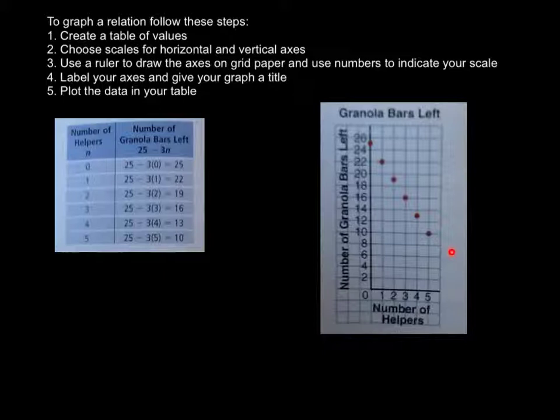So those are the main points of how to graph a relation. Please make sure to keep it organized, use graph paper, use rulers, label your axes. That's really important to display your data and let your reader know what it is that you're showing them.